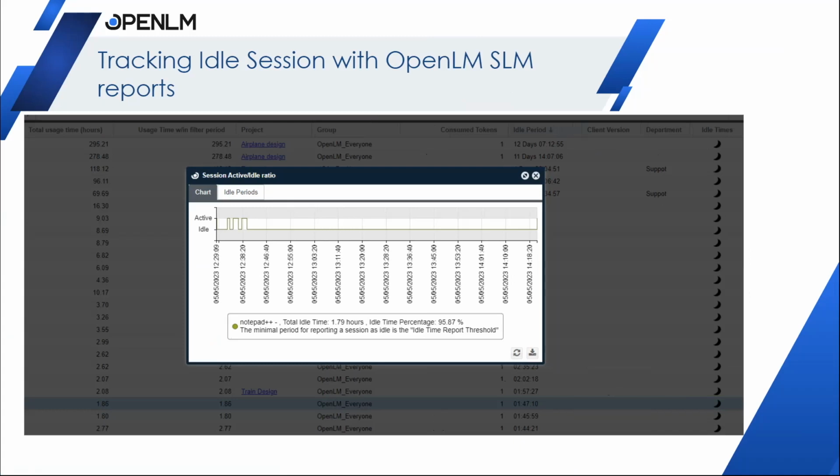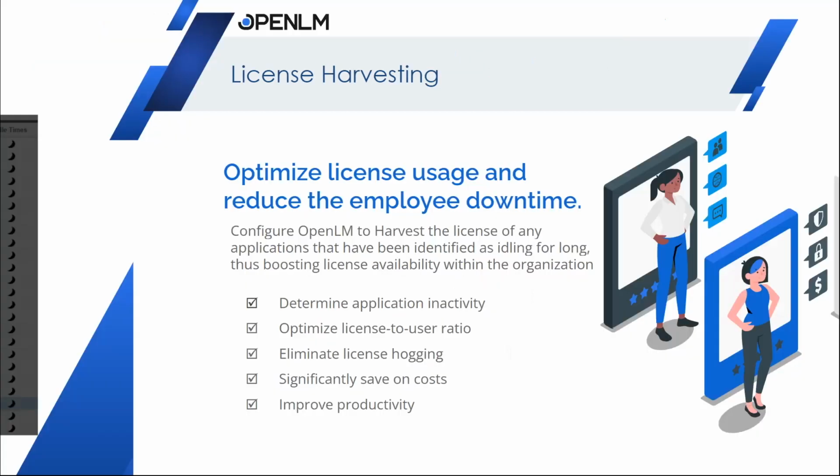OpenLM software license management can track such instances of idle applications, and as a license administrator, we can check the idle periods in detail in the reports. Here, we can see the details of a user's application session, its active and inactive periods. This information can be useful to check how effectively and optimally the application is used by the end users.